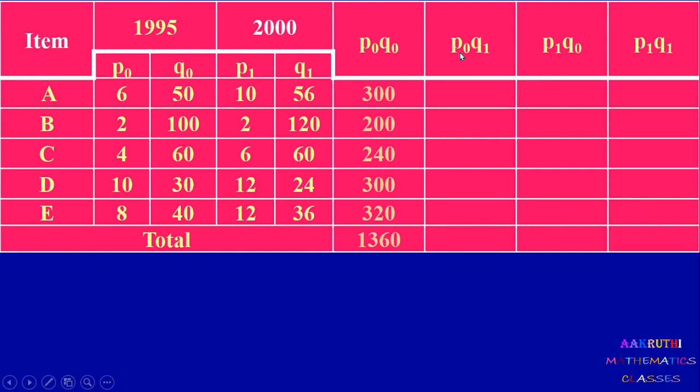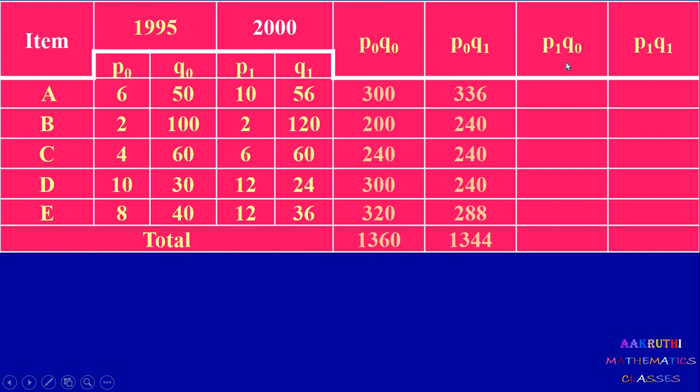Then calculate P0 Q1. Multiply P0 and Q1. So it is 6 into 56, which is 336. Then 2 into 120 is 240. Then 4 into 60 is 240. Then 10 into 24 is 240. Then 8 into 36 is 288. Then add all this. Adding all this, we get summation of P0 Q1, which is 1344.